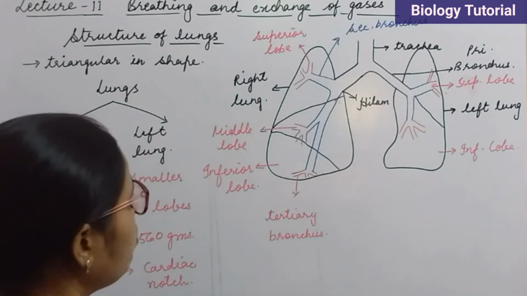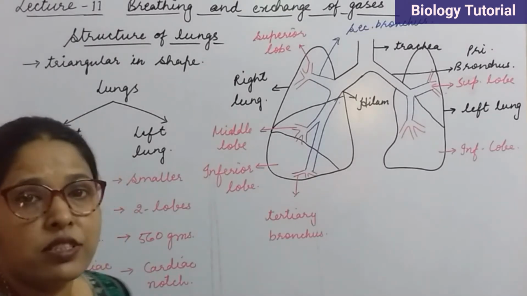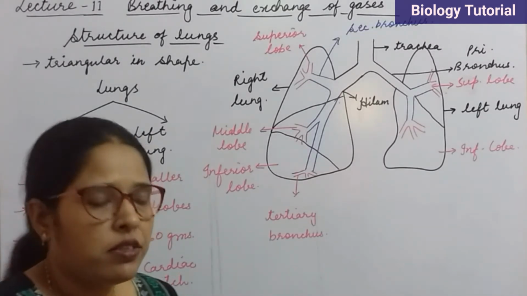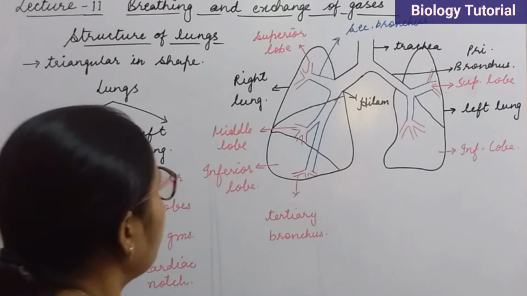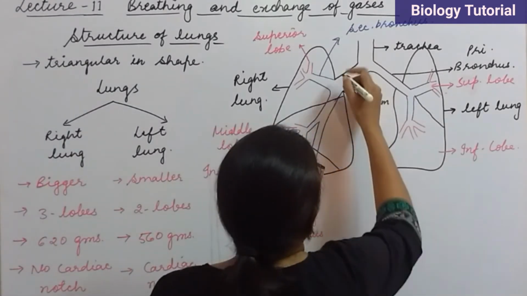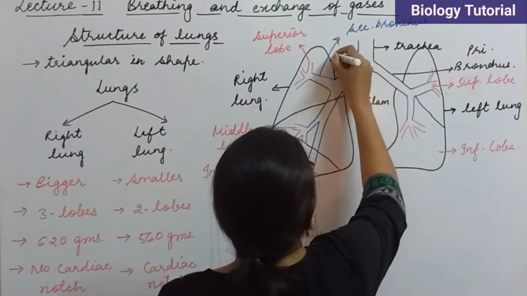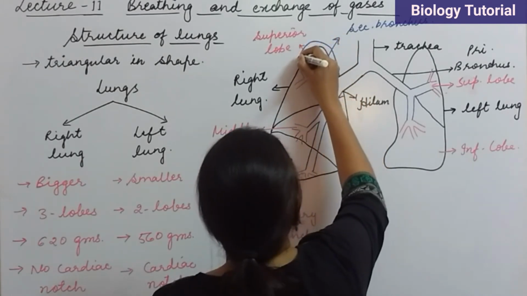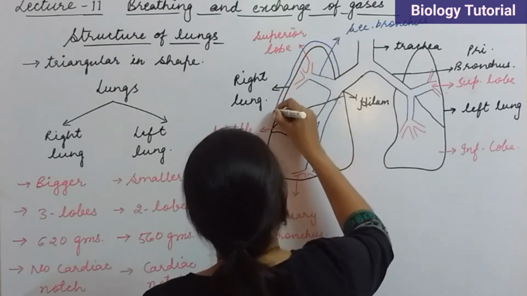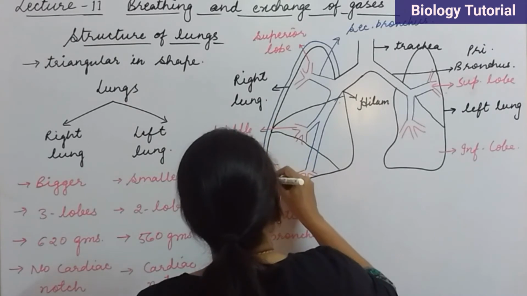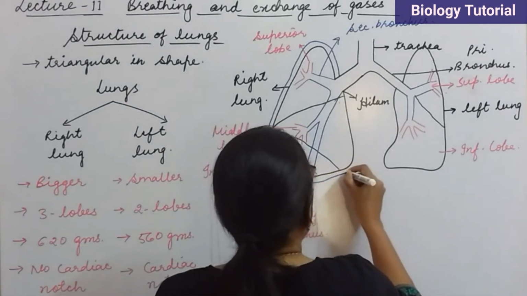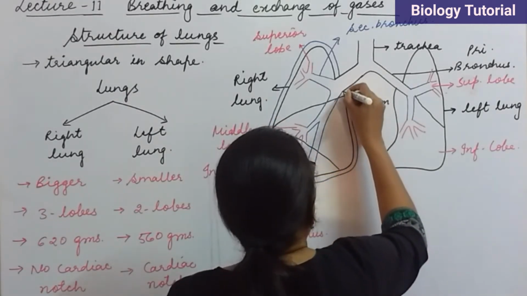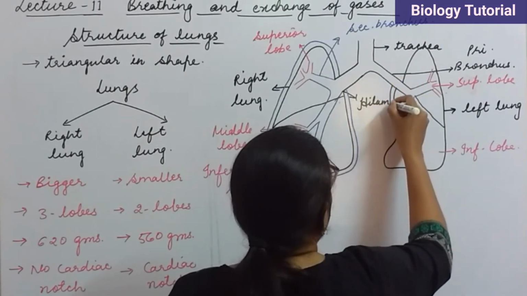The outermost membrane of lungs is a double membranous structure. Okay, so here the 2 membranes are there. First one is this, and the other one is this. This is the other membrane. Now this is the double membranous structure which surrounds the lungs.